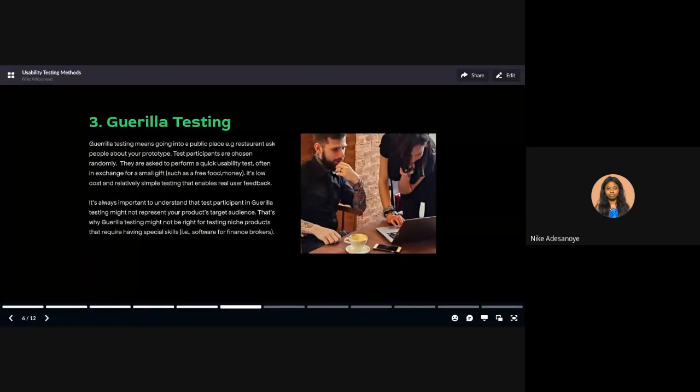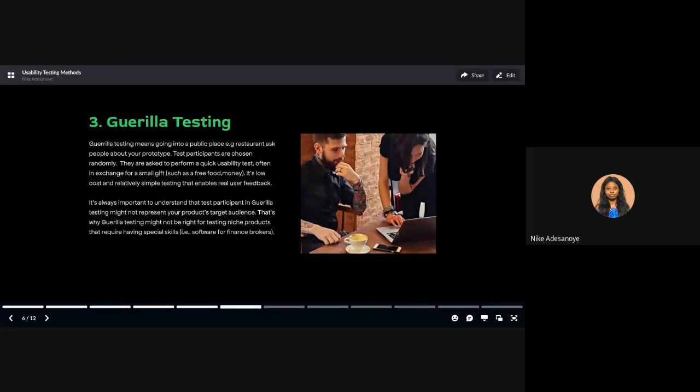Okay, so guerrilla testing. Amazing. Okay, so this guerrilla testing, although all the articles I've read are kind of saying that it is cheap, to me, I would say guerrilla testing is expensive, right?